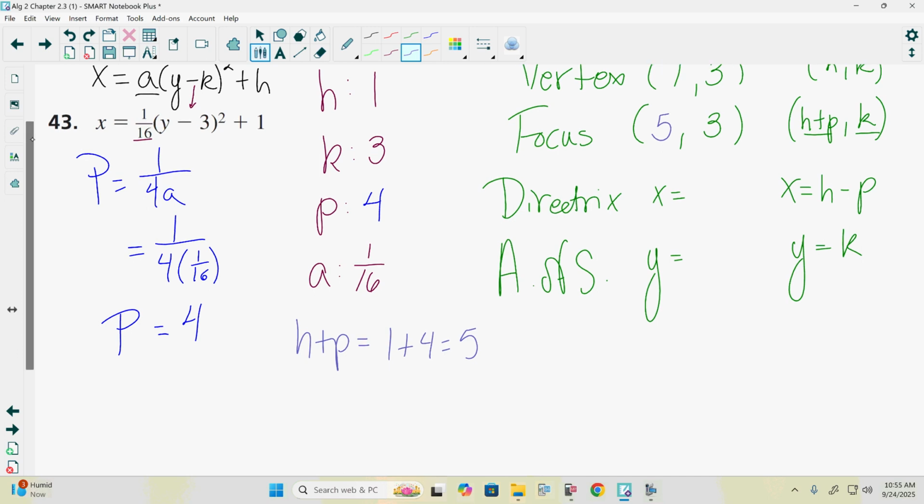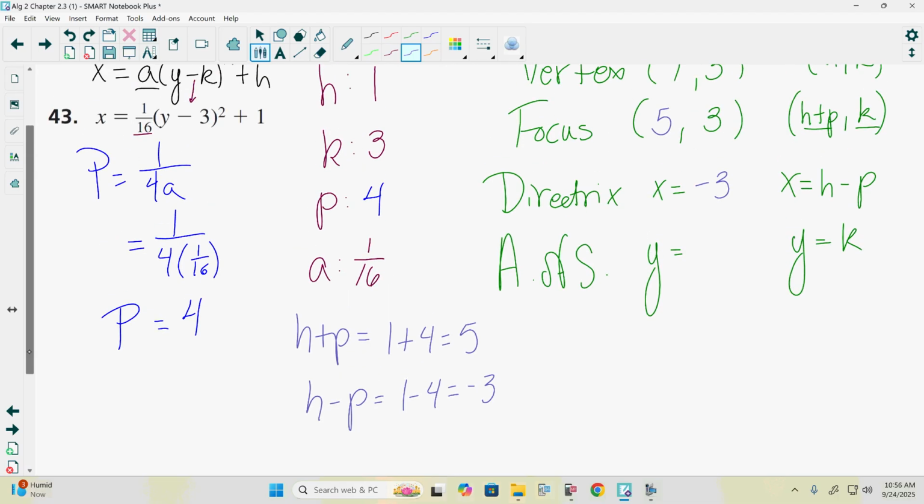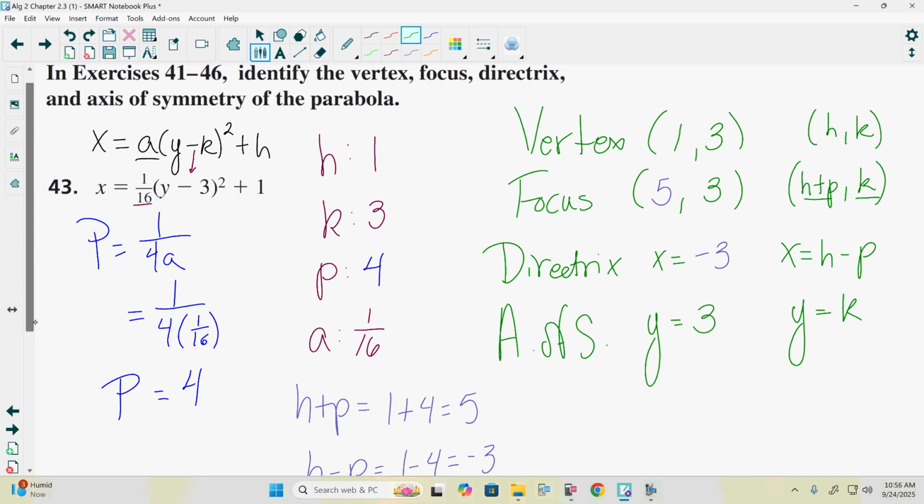Directrix, x equals h minus p. So that'd be 1 minus 4, which is negative 3. And last but not least, the axis of symmetry, y equals k. Well, the value of k is 3. That's it.